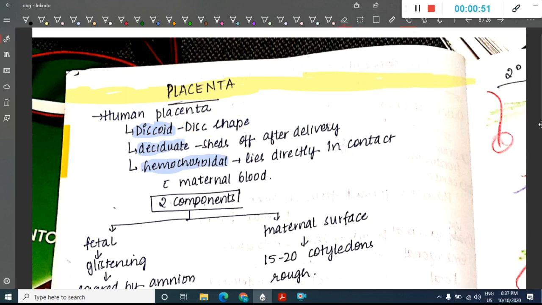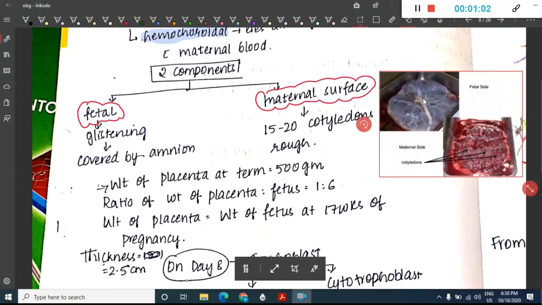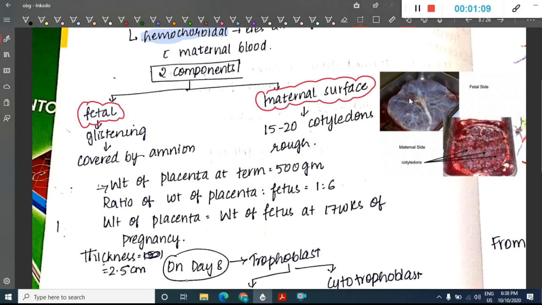This placenta has two main components: the fetal component and the maternal component. This is the fetal side and this is the maternal side. The fetal side is glistening and covered by amnion, whereas the maternal side has 15 to 20 cotyledons and it is rough.